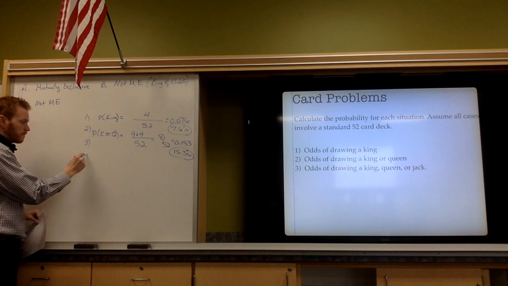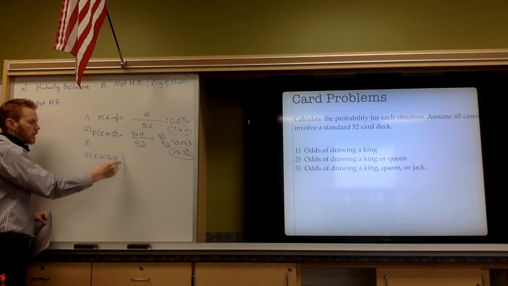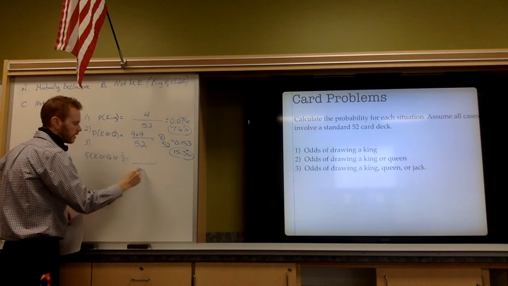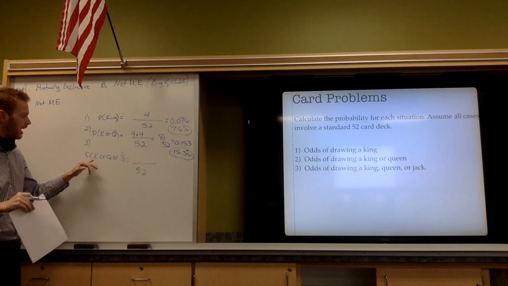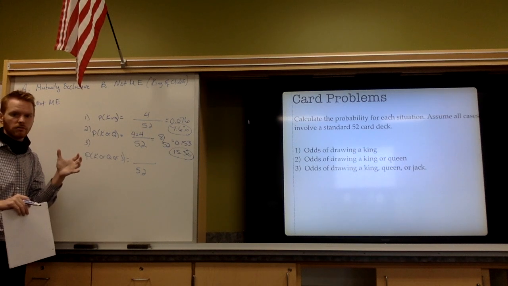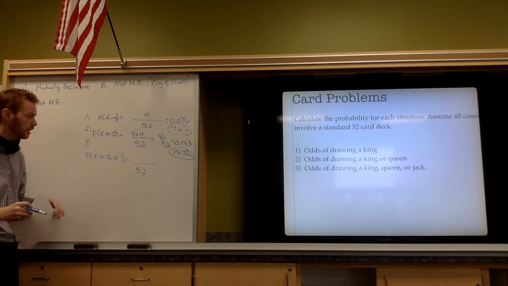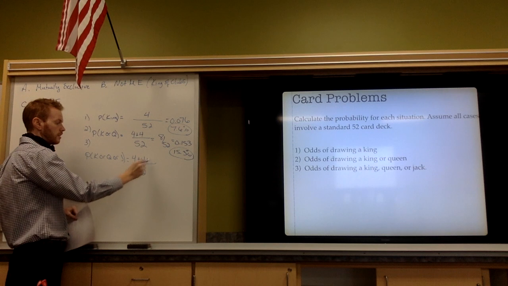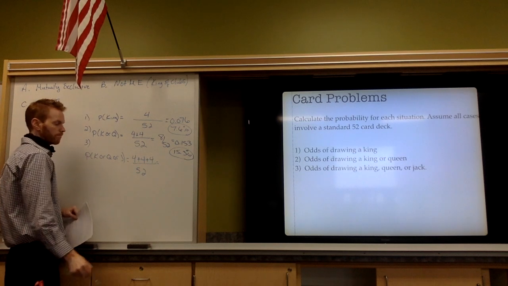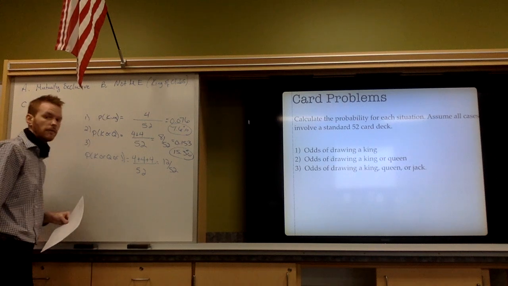Now let's look at the last one. King or queen or jack. Remember, I just said this too, ironically. I have 3 things that I want out of this deck. So that means I have a better chance of getting something that I want. So there's 4 kings, 4 queens, and 4 jacks. So we have a 12 out of 52 chance of getting what I want.